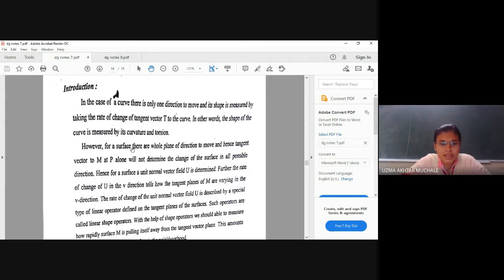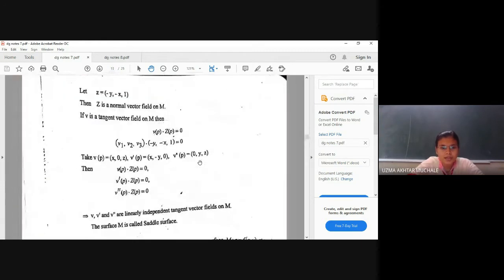Okay, so for a surface, there is a whole plane of directions to move, and hence the tangent to the plane M alone will not determine the change of a surface in all possible directions. What is the meaning of this sentence? Suppose you are going to find a normal or a tangent to the surface at a point. If you remember, we have taken one definition.